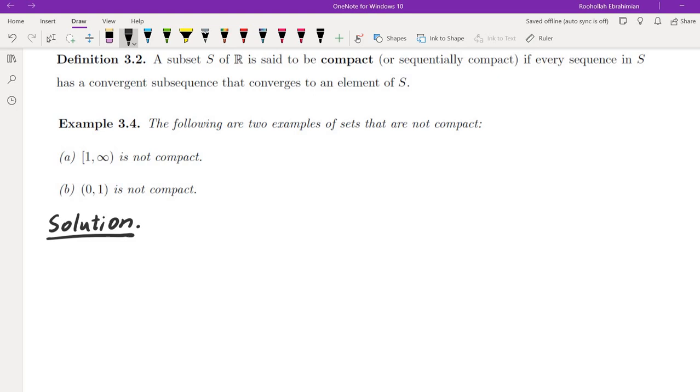So the closed interval from 1 to infinity is not a compact set. So we have to negate this statement. We need to find a sequence that has no convergent subsequence, or if it does have a convergent subsequence, the subsequence converges to an element outside of S.